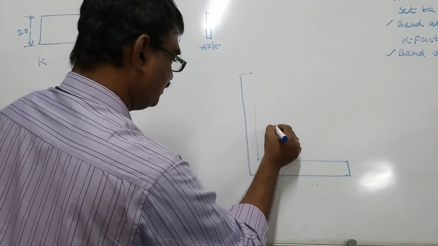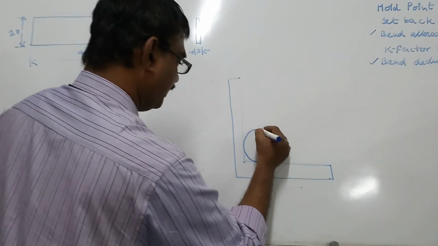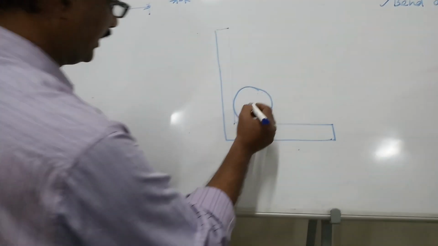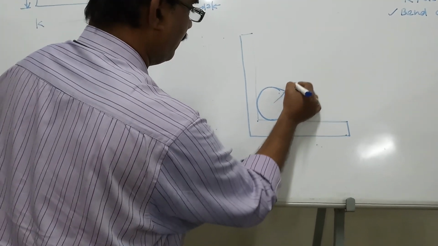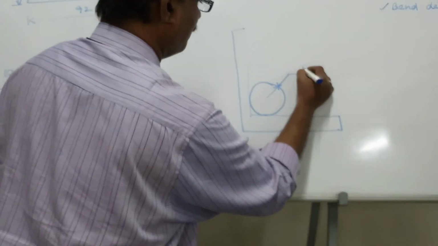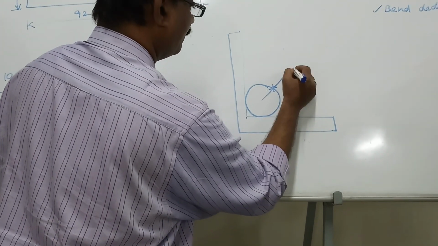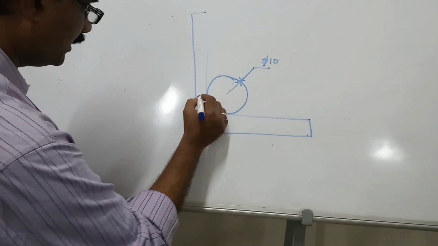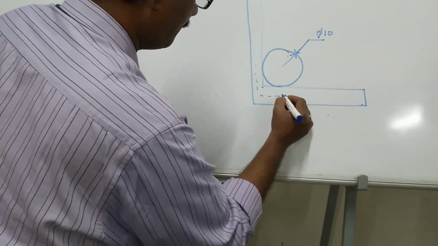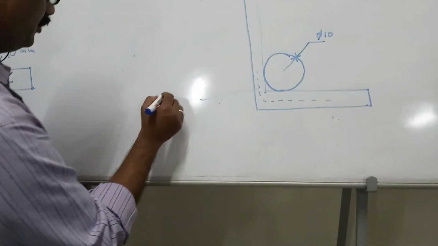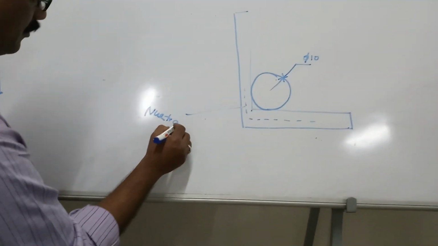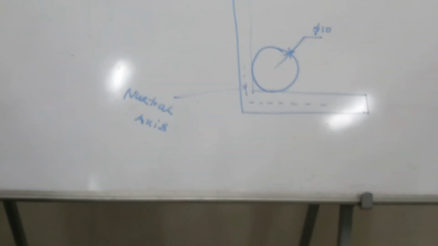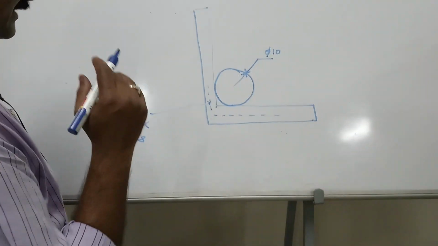Okay. So this is the radius or diameter which is given for us, that is 10 mm radius or 10, so dia 10. And now this is your neutral axis. This is neutral axis. This is your neutral axis of the given strip. And now what is setback?